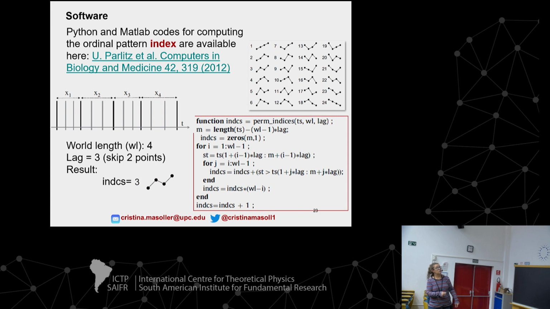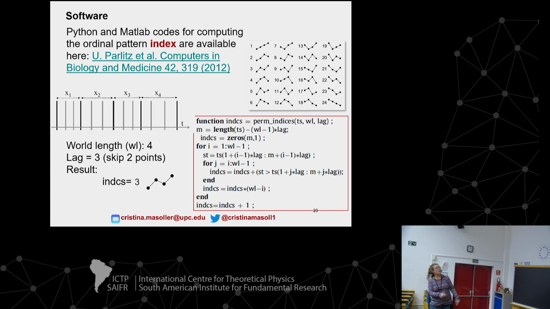And you can also choose the lag, 3. So skip 2 points. So if you use these settings, 4 and 3, you have to give 11 data points, no? So 4, and 4, and 4, okay?